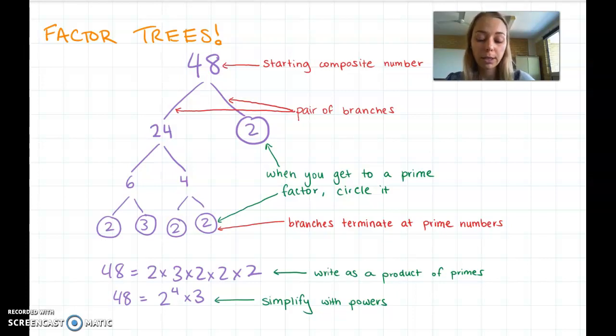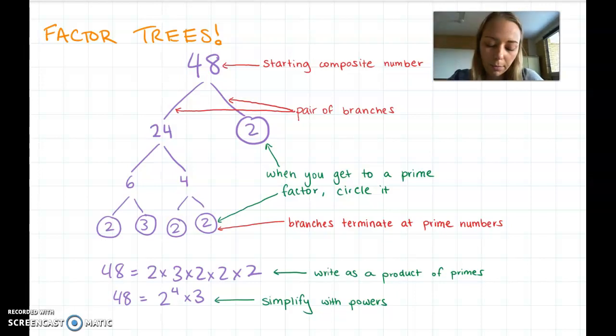So I'm going to break it into 6 and 4. 6 and 4, neither of them are prime, so I'm not going to circle either one of them. I'm going to continue to break them into their prime factors. 6 goes into 2 times 3, and 4 gets separated into 2 times 2. So I have circled all of the factors that were prime.